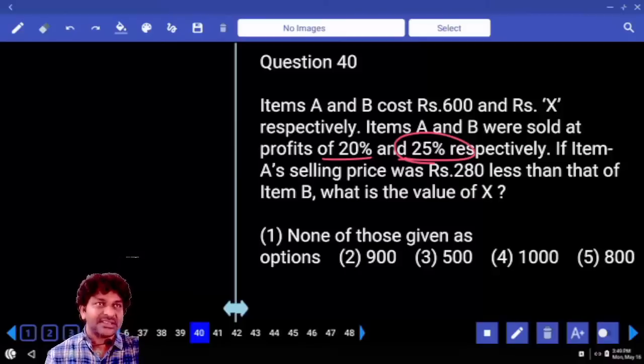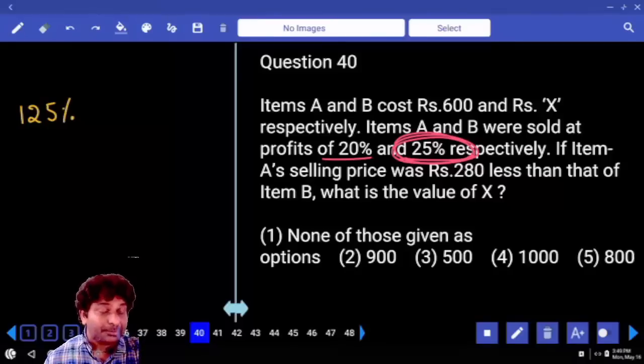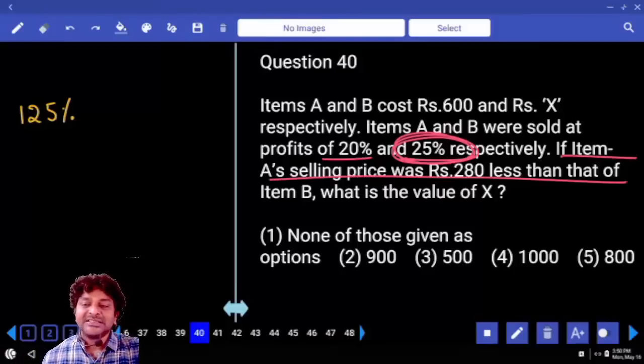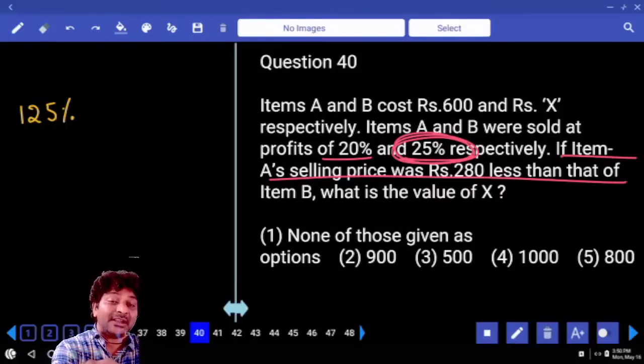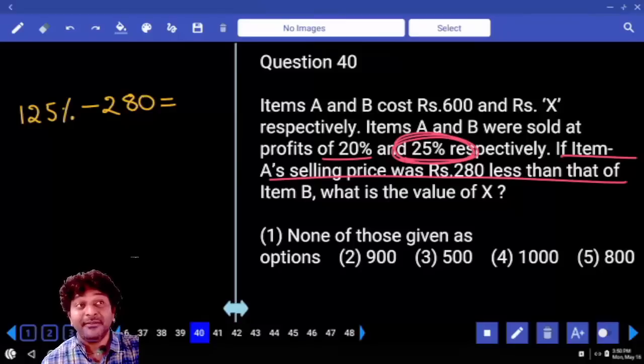That means if B's cost price is 100%, B's cost price is 100 and it is sold at a profit of 25. Then selling price 125%. From B's selling price, how much you should add or subtract to get equals to A's selling price? ఇక్కడ ఇచ్చారు కదా, A's selling price was 280 less than that of item B. That means from this, if you subtract 280, that will be equal to selling price of A.